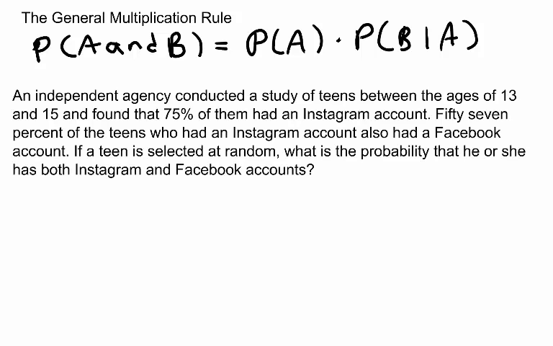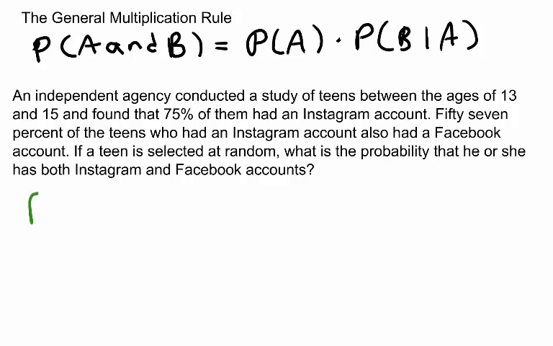An independent agency conducted a study of teens between the ages of 13 and 15 and found that 75% of them had an Instagram account. 57% of the teens who had an Instagram account also had a Facebook account. If a teen is selected at random, what is the probability that he or she has both Instagram and Facebook accounts?